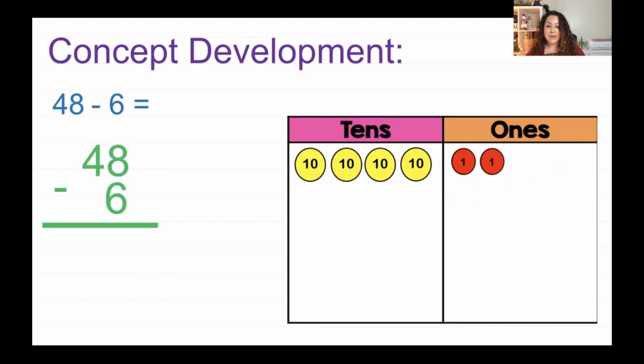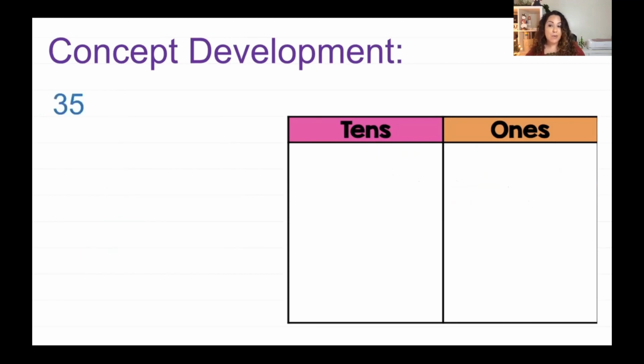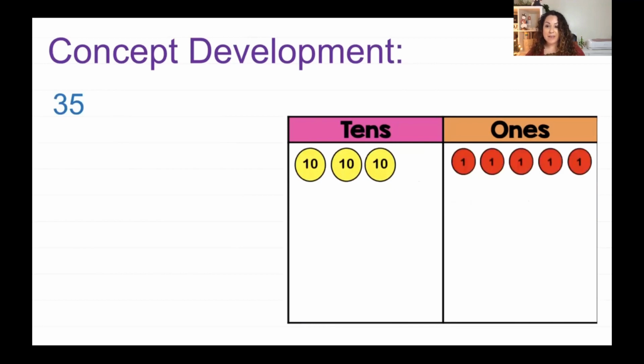And there they go. So how many ones am I left with? I'm left with 2 ones, and I'm left with 4 tens. So that's kind of easy. I have 42. Now let's look at the next problem. I'm going to start with 35. So there's my 3 tens and my 5 ones.